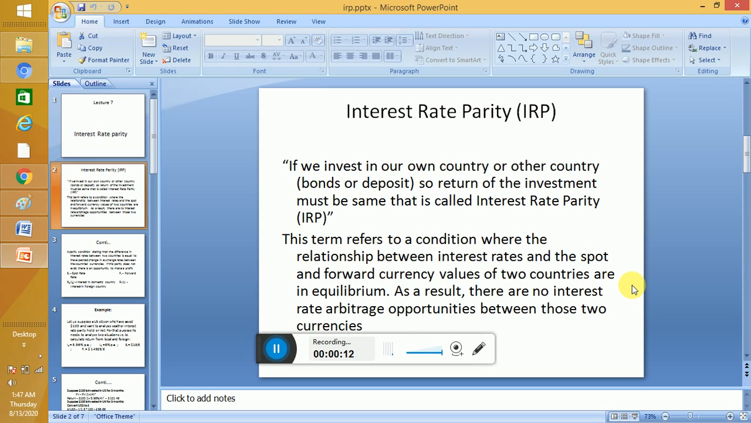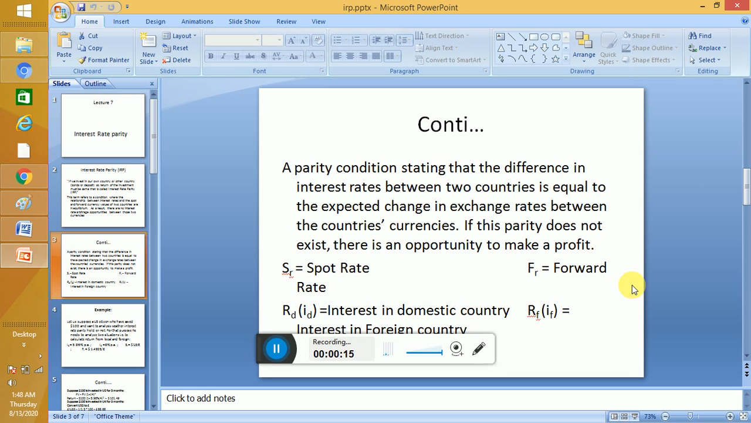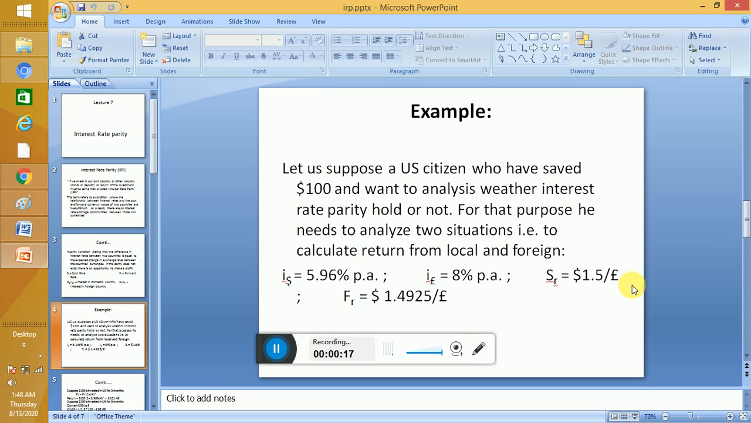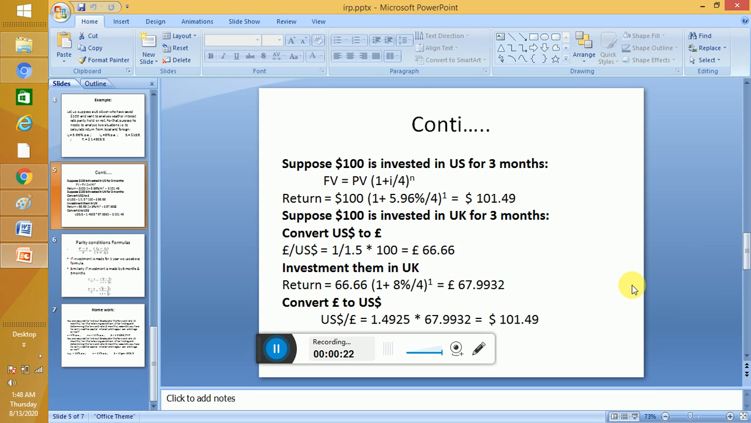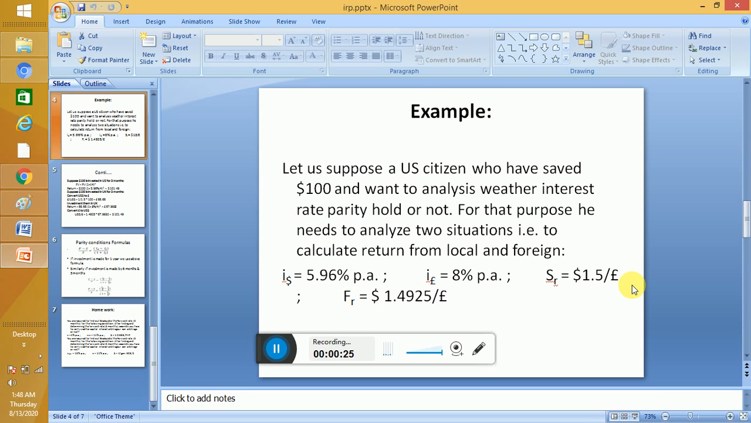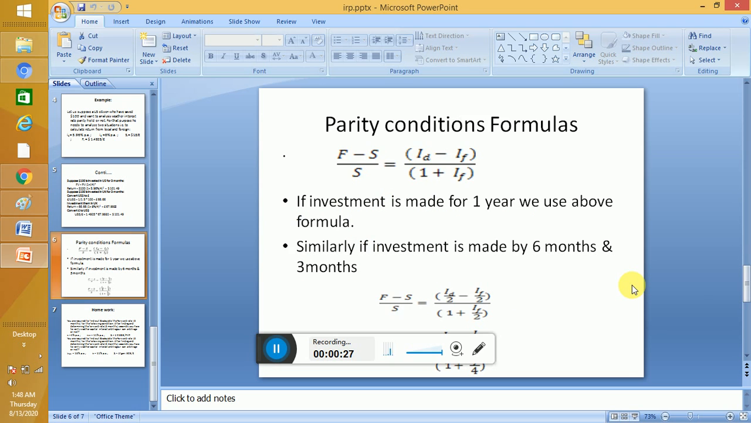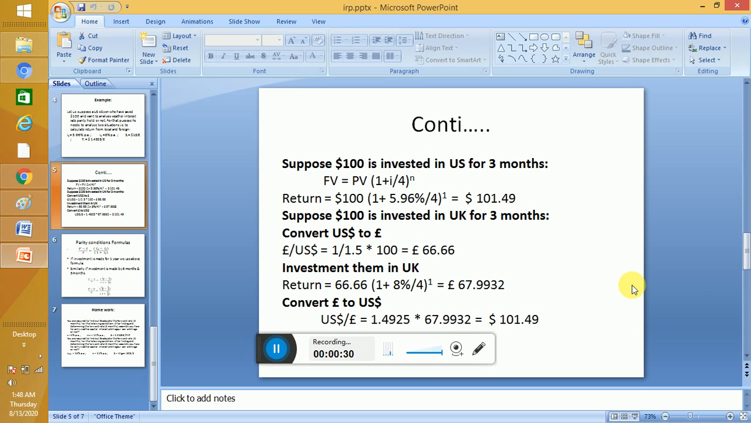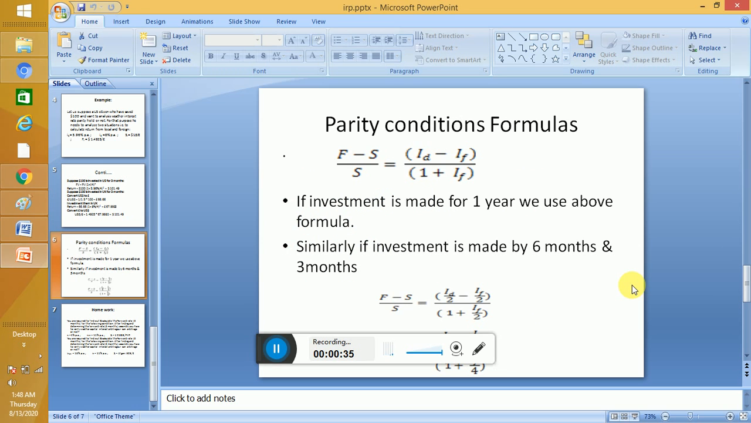In the previous class, we discussed interest rate parity. What is interest rate parity? Then we discussed an example: if you invest in your own country or in a foreign country, in bonds or stocks, whatever that is, the return on investment will be the same. Today we are going to discuss the parity conditions formula.